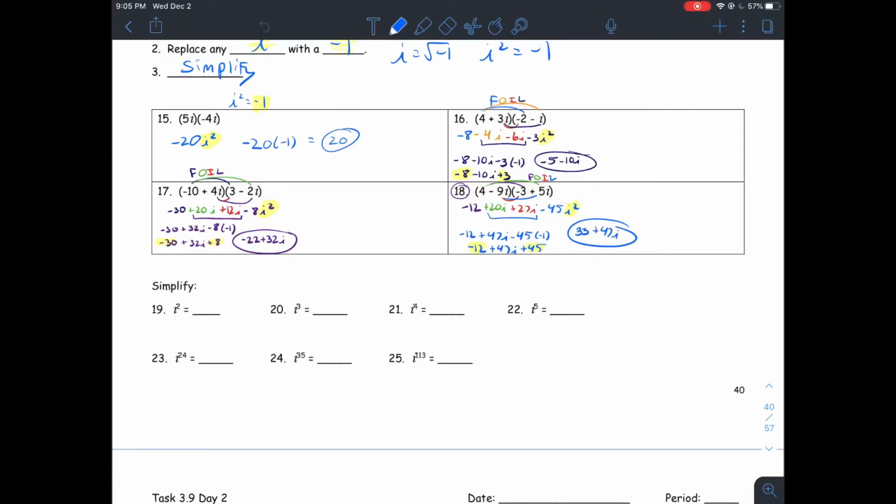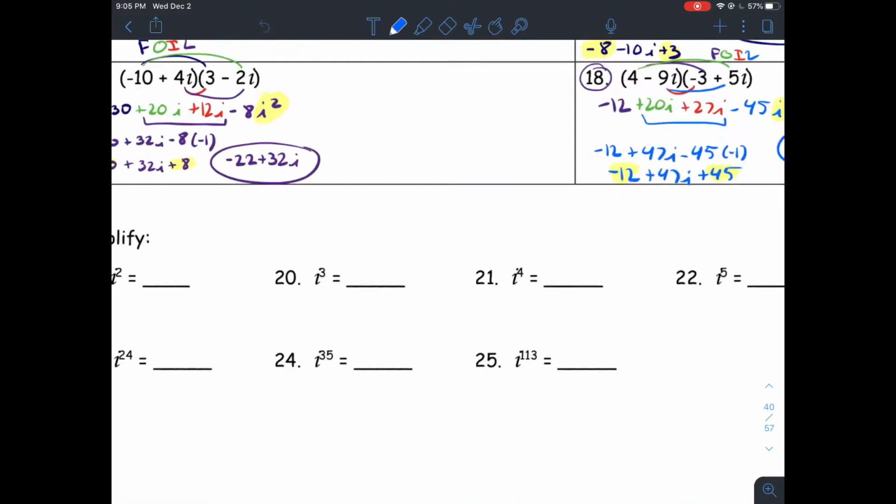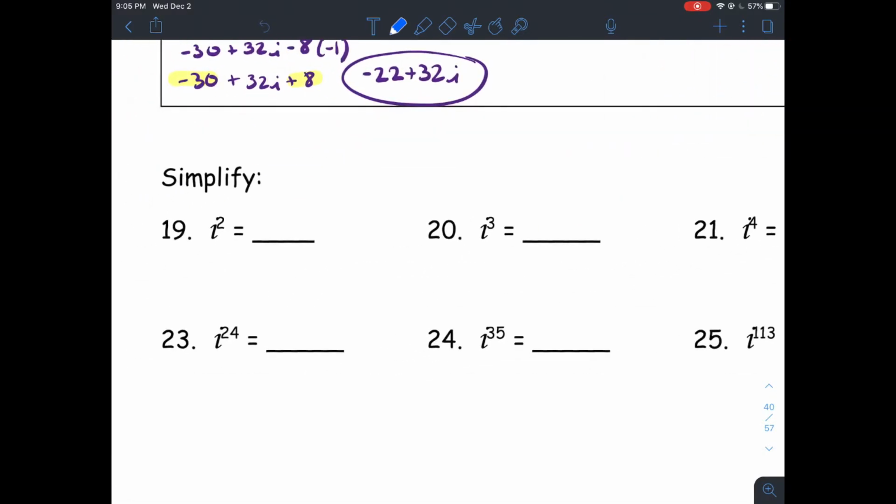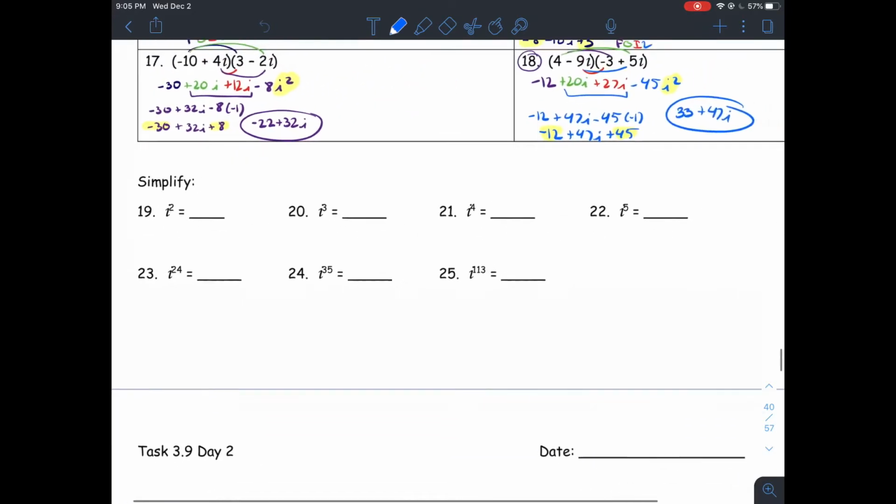All right, so we're going to finish up the notes on page 40. So these ones down here, and I want to point out that all these complex number ones are ones that you will see on the SAT, so I want to make sure you guys know how to do these. When you just have an i to the power of something, you are able to simplify them, okay?